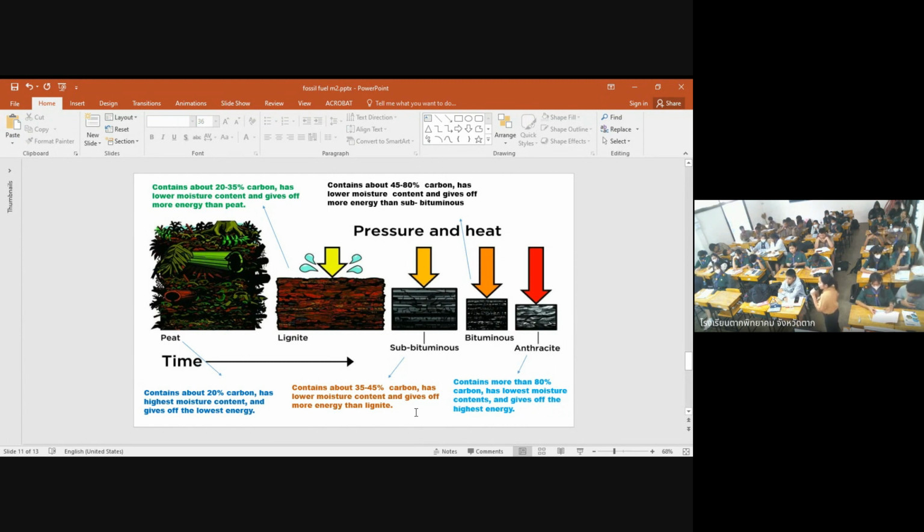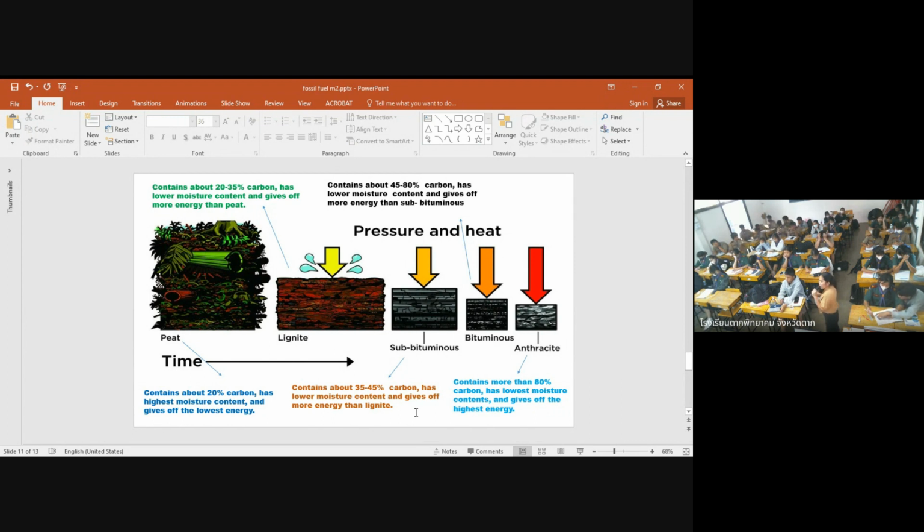It's 20% of carbon. Again, listen, at the back, students, we have 20% of carbon in peat. So it has the highest moisture content and lowest energy. Highest moisture, lowest energy. That is your peat.